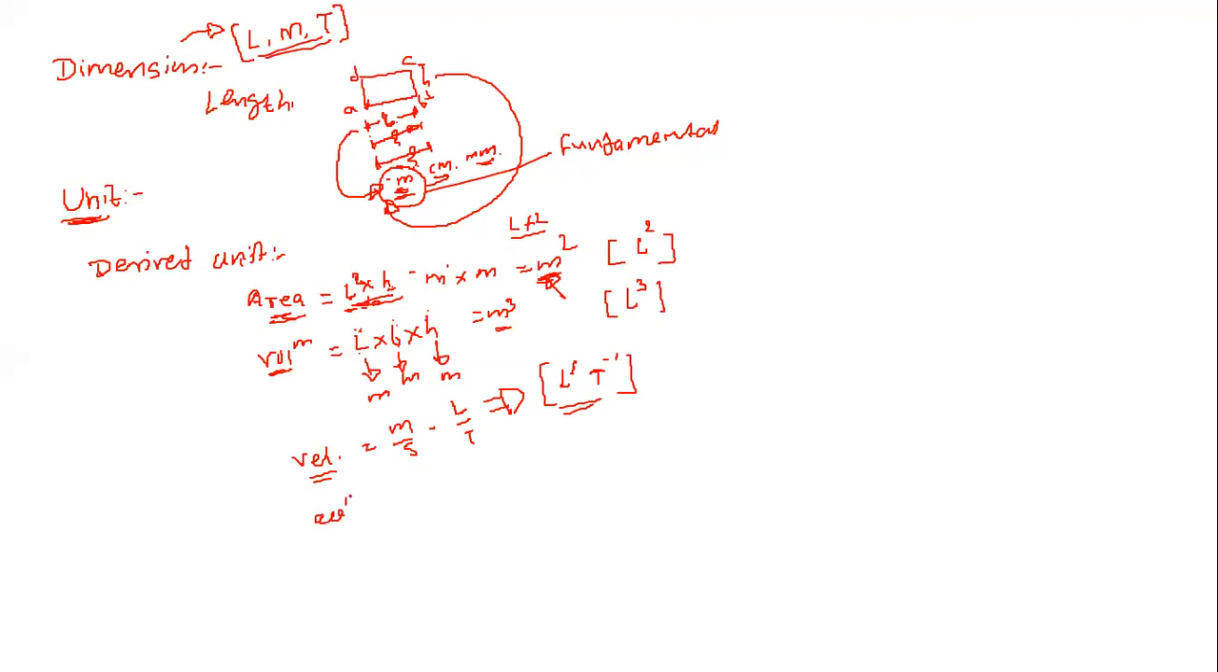Similarly, another one I'd like to go for is acceleration. Acceleration has the unit meter per second square, meaning length upon the square of the time. That will be L raised to 1 and t raised to -2. So like this we are generating the dimensions of the various physical quantities, or physical parameters, we can say directly.